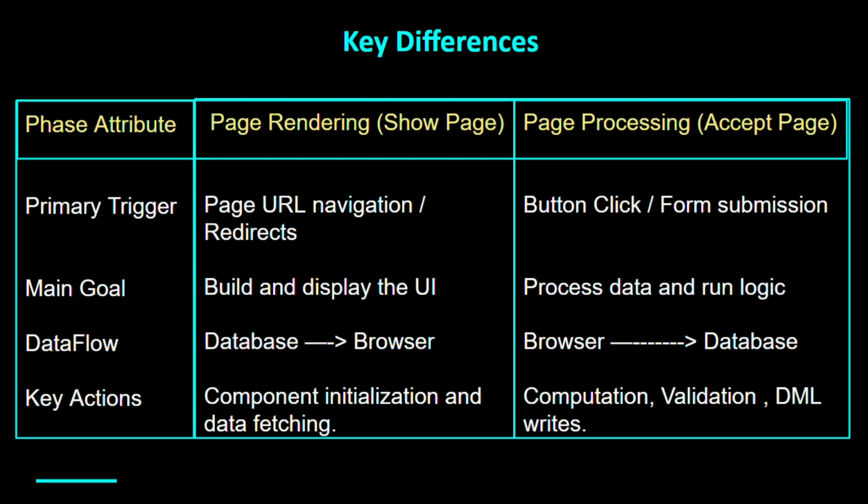For the data flow, in page rendering, the data from the database is shown on the browser, while for page processing, the data from the browser is submitted to the database. And key actions of page rendering are component initialization and data fetching, while key actions of page processing are computation, validations, and DML that writes into the database.